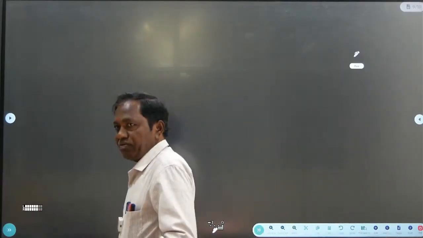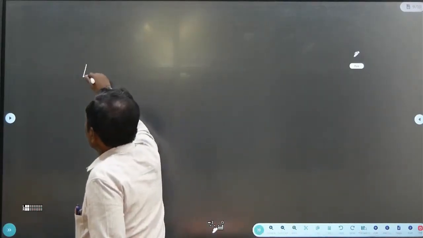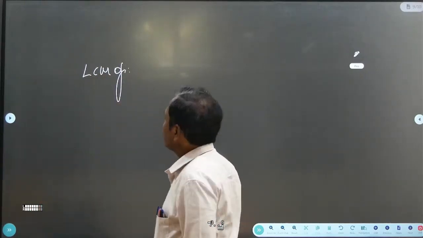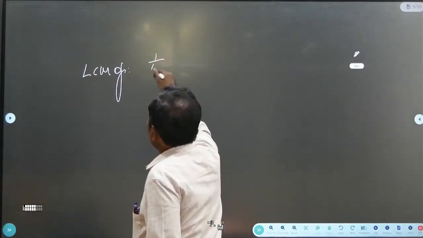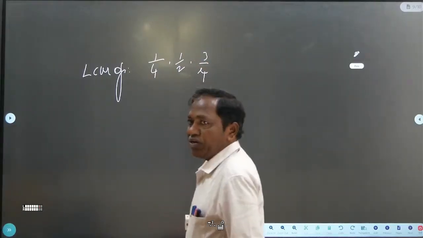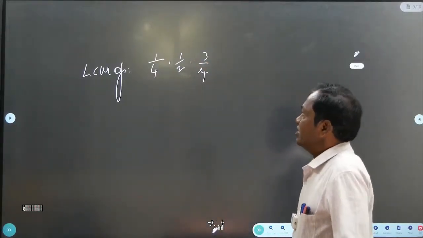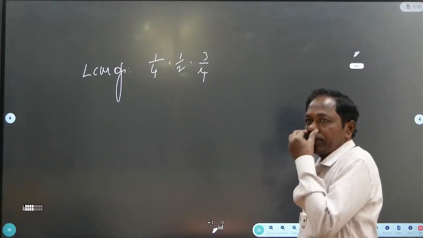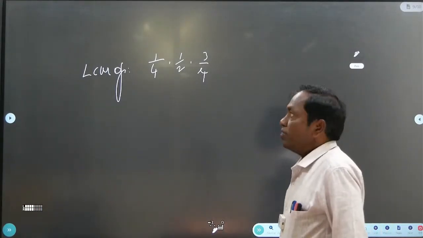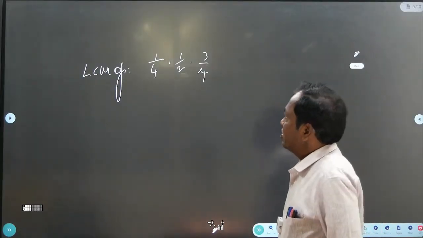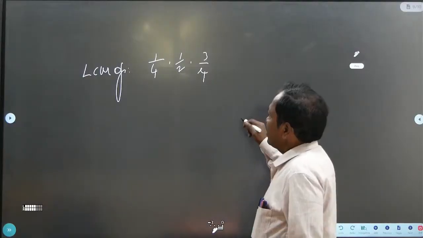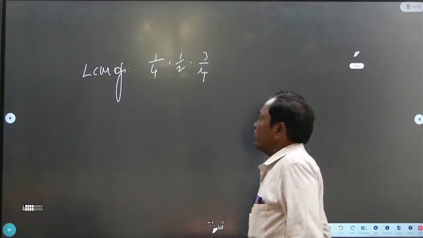Now this is the decimals done, and now the LCM of fractions. Let us see the fractions: 1/4, 1/2, 3/4. These are well known fractions for us. What is the LCM of fractions? Now what do we have to do? If you convert to decimal, what will happen?